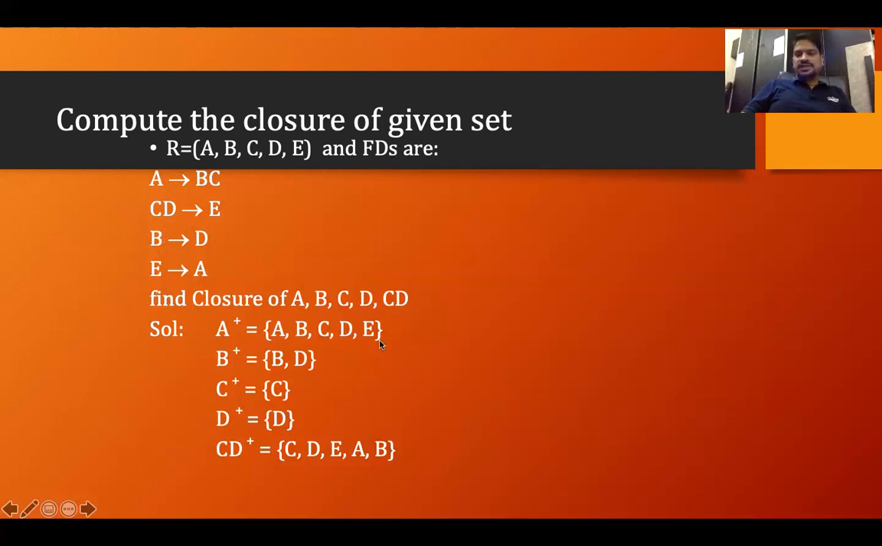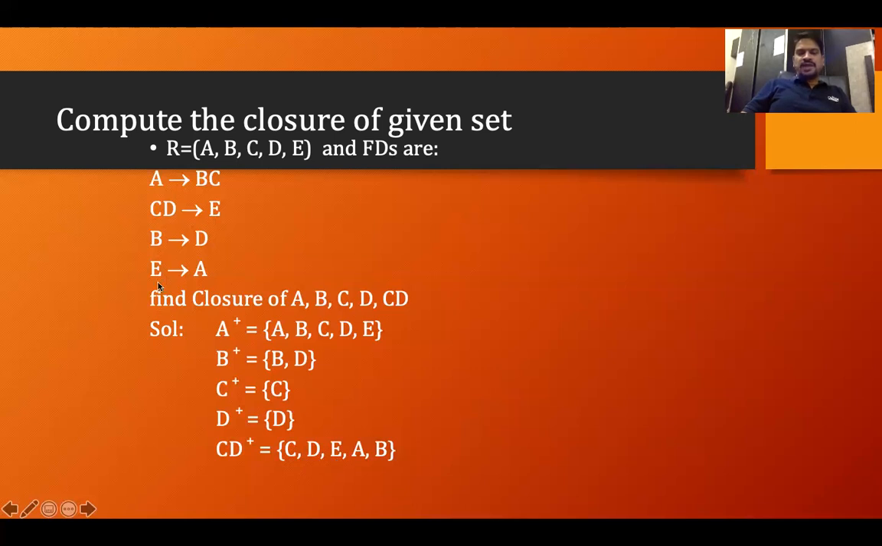And the last one is CD closure. So C will come and D will come. Now can we say C is determining anything? C is not determining anything. Can we say D is determining anything? D alone is not determining anything. Is C and D determining anything? Yes, C and D is determining E. So E is coming. Getting it?